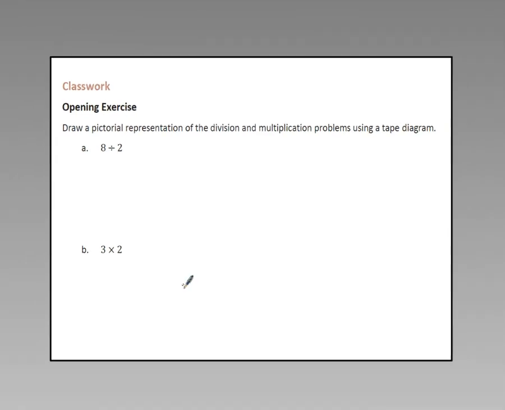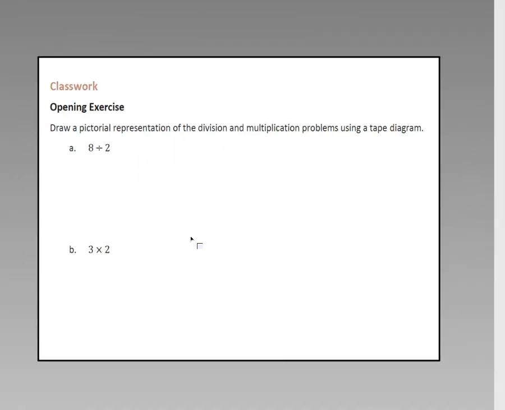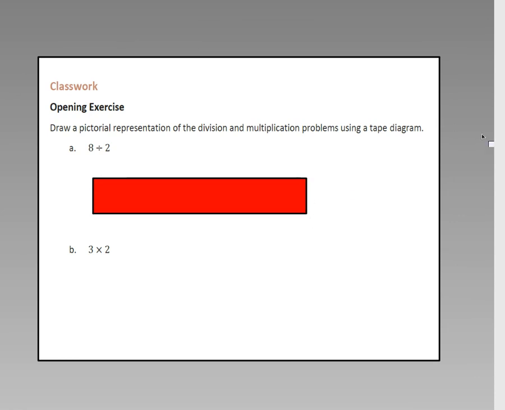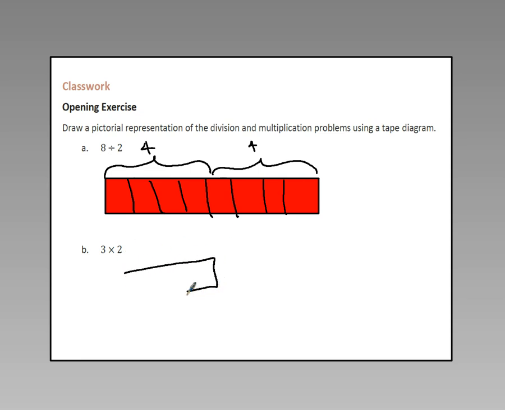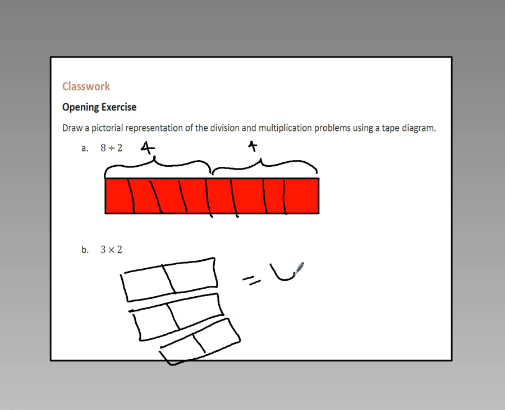Looking at lesson 2, we're doing the exact same thing, only this time we are doing a division problem. Okay, so we are going to start with our 8. There's our 8, and it wants us to divide this into 2 even groups. And if we do that, we end up with 4 in each group, so our answer is 4. If we are multiplying, we're going to have 3 groups of 2. Which altogether equals 6.